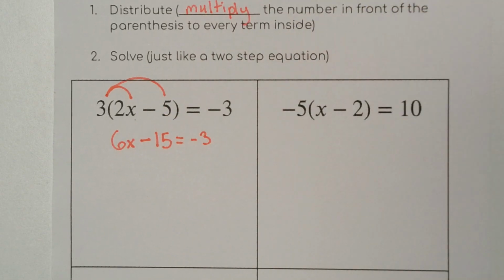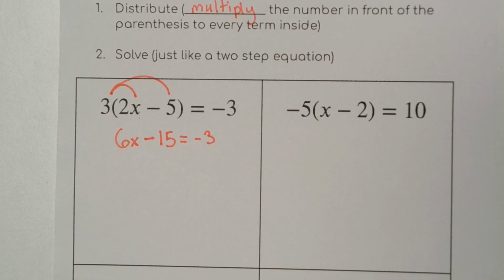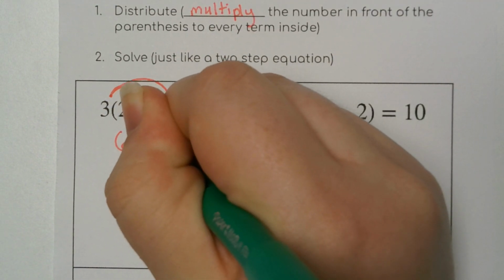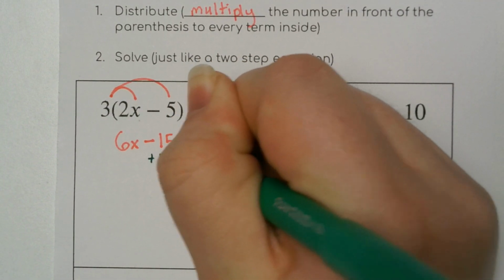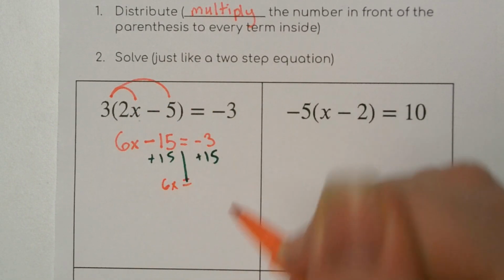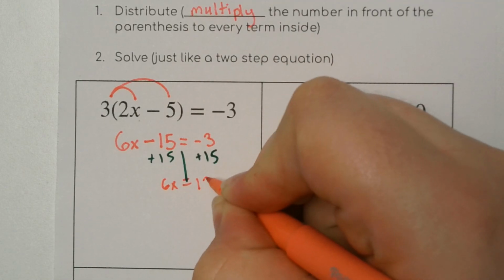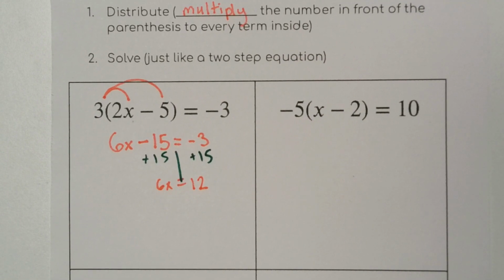Okay, now we just solve it like a two-step equation. So how do we get rid of this -15? Yep, add 15 to both sides. And we get 6x equals, what is -3 plus 15? Good.